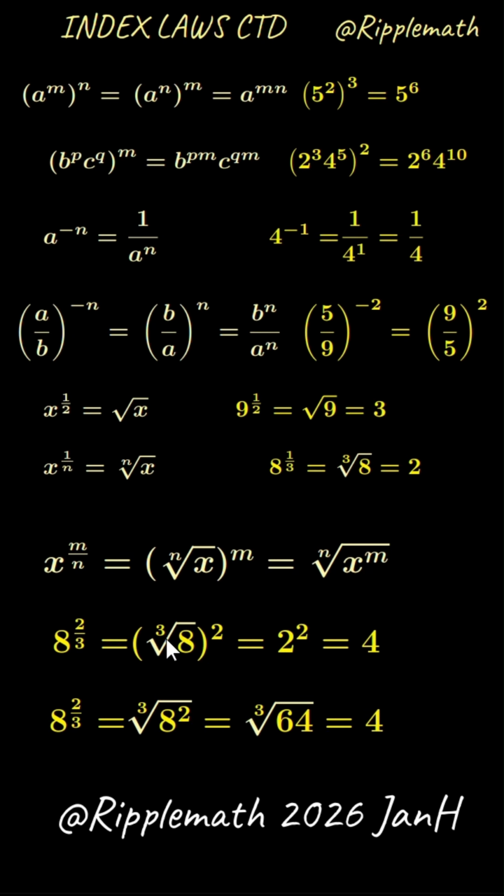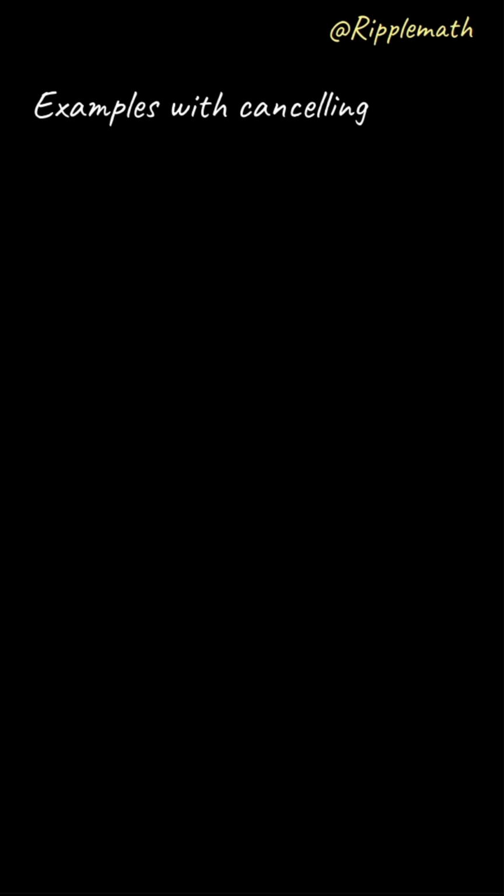Here you cube root the 8 first, that's 2. 2 squared is 4. Or you square the 8 first, get 64. Cube root of 64 is 4. Same answer. Easy.